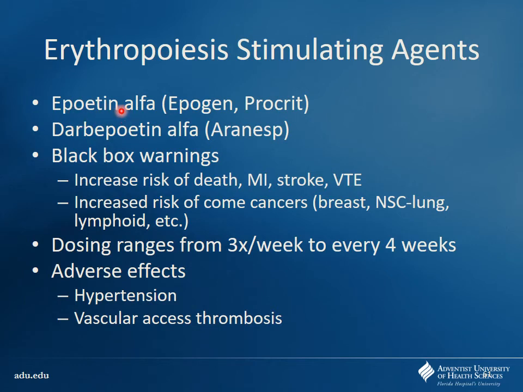So we have a couple of different ones. You have things like epoetin alpha. So if you see Epogen or Procrit, these are ones we use. You have darbepoetin or Aranesp, the two most common ones. But just remember this risk for death, MI, stroke, venous thromboembolism. All of that comes back from that risk of getting the hemoglobin too high, right? That's kind of a relative contraindication there. There is some risk for some cancers, but again, not nearly as prominent as that risk for clots.